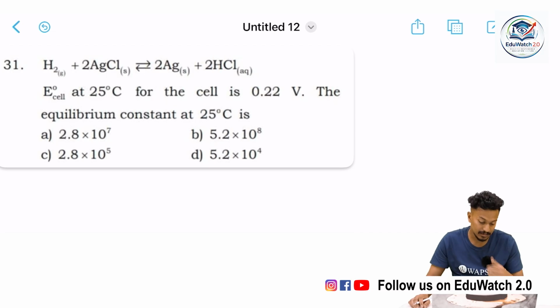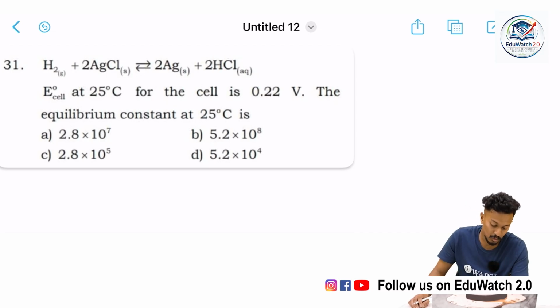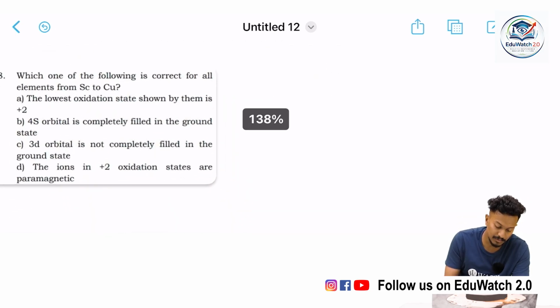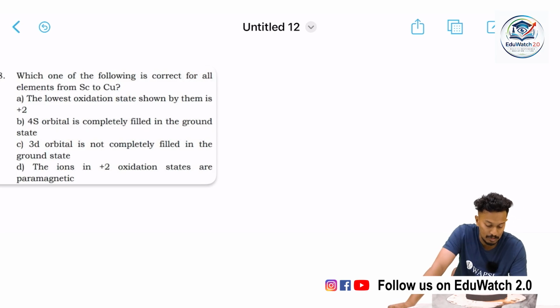When dihydrogen is treated with sodium chloride, I think we have discussed this question before. We'll move on to the next one. Which one of the following is correct for all elements? From scandium to copper, the d-block elements.